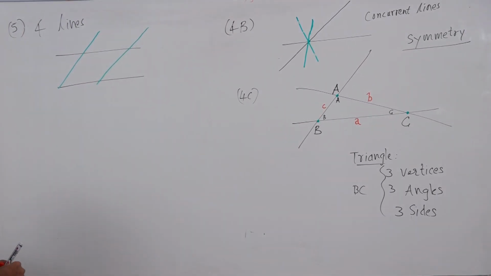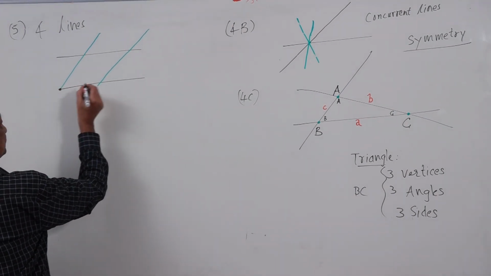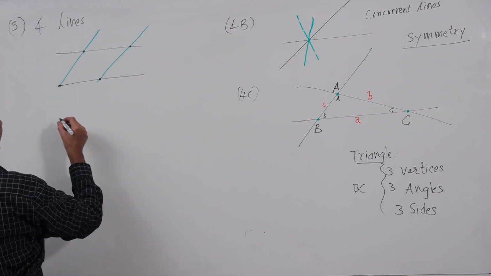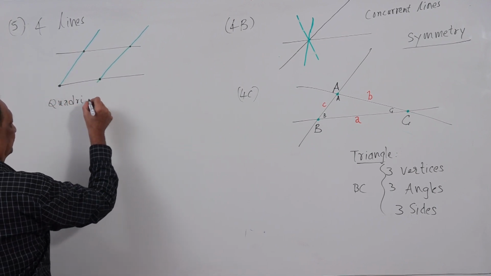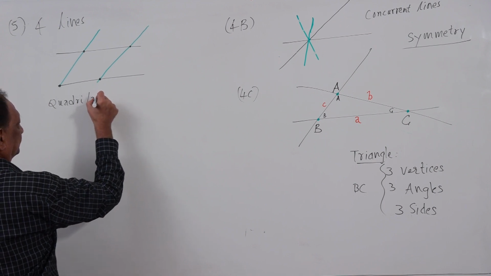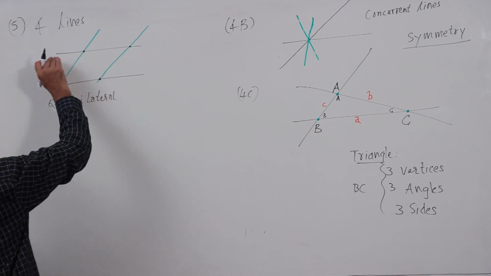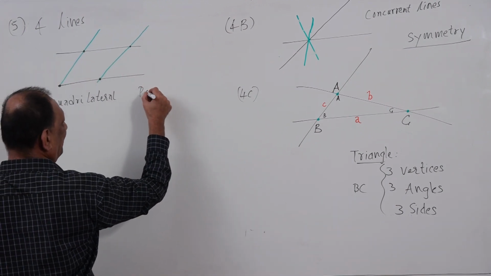Correct. And what you get as the 4 points, the four-sided figure, is known as a quadrilateral. And this particular shape where the opposite sides are parallel is a parallelogram.